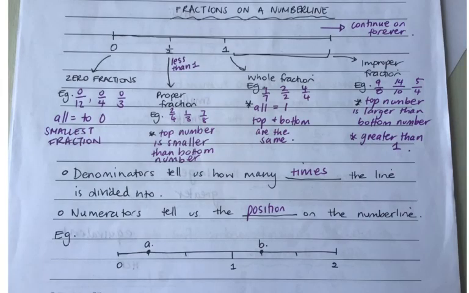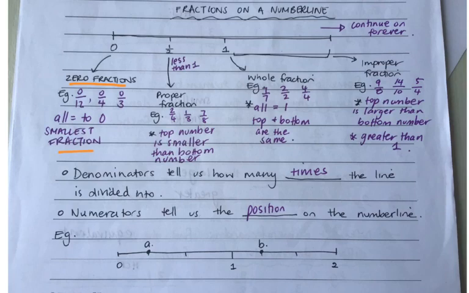The next part is to see how we can position fractions on a number line. And there's a few things that we need to know about number lines and fractions. So if I have this number line here, the 0 fraction here could be examples of 0/12 or 0/4 or 0/3, all equal to 0. So anything that has a numerator of 0 equals just 0, and it is the smallest fraction.